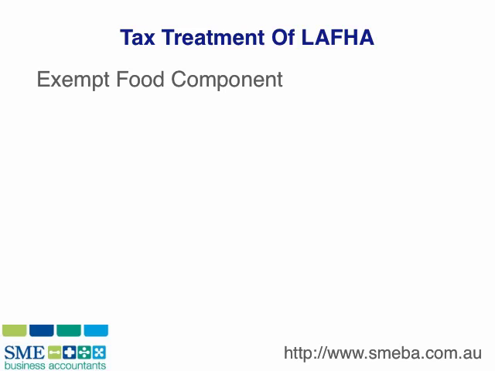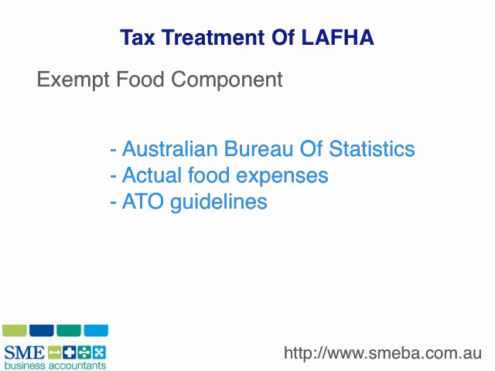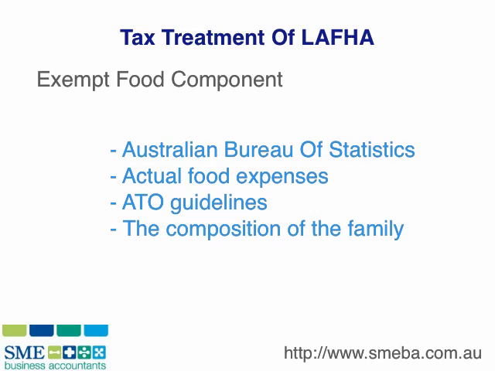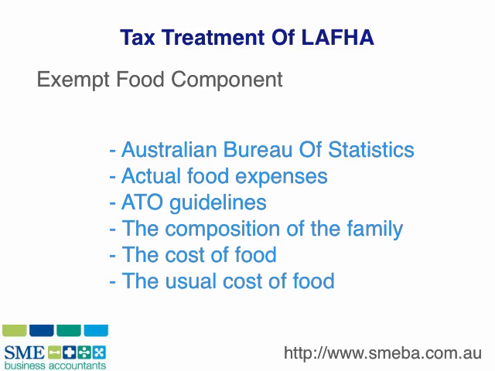You can arrive at an estimate of the food costs using either the indexes and guidelines of the Australian Bureau of Statistics, or the actual food expenses recorded in a specified period, and by computing the difference between the average food expenditure in the home location and the average food expense in the alternate locations, or the Australian Tax Office guidelines. Other factors that must be considered to arrive at a reasonable allowance for the food component are the composition of the employee's family at the start of the fringe benefits tax year, the costs of food in the alternate location, and the usual food expenditure in the home location.